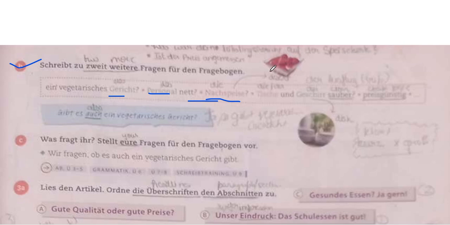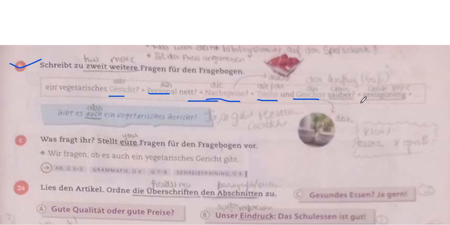Nachspeise, that means dessert. Over here it is written die Nachspeise. Next we have, I cannot see this over here. Sorry about that. We have Gesher over here. This should be Tasha if I'm not wrong. Gesher is utensils, more like spoon. Gesher Zauber, that means are the utensils, the spoons clean.